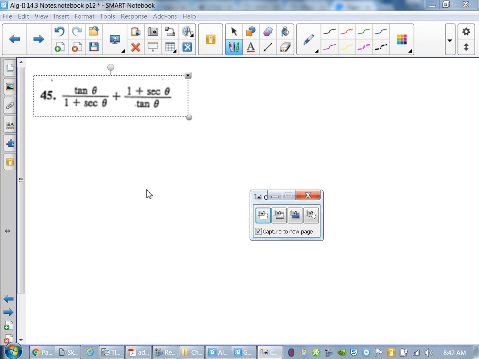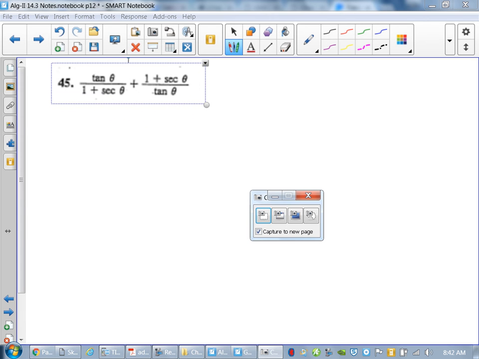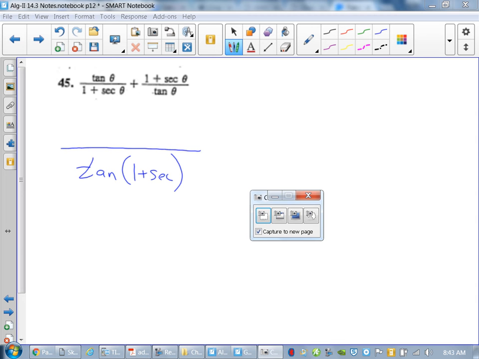All right, so this one here, you have to get a common denominator. So common denominator here would just be to put tangent and 1 plus secant together. So the fraction on the left needs a tangent. The fraction on the right needs to be multiplied by a 1 plus secant. So in this case, you have to FOIL that out. So when you FOIL that out, you're going to get 1 plus 2 secant plus secant squared.